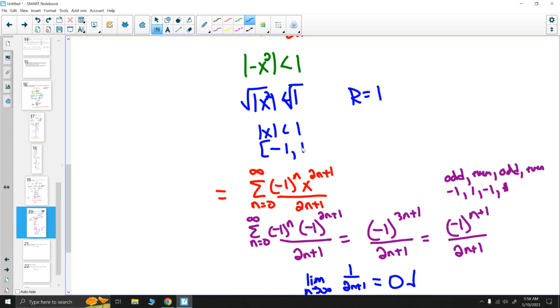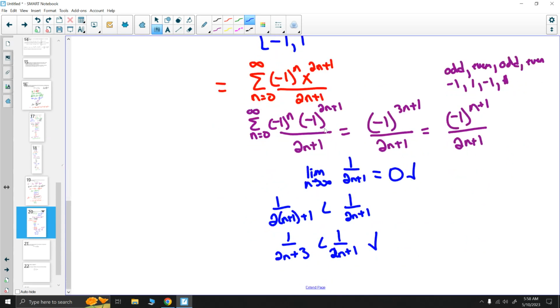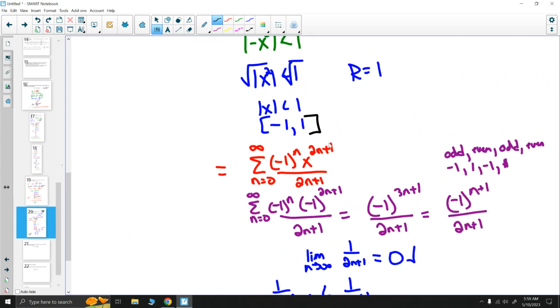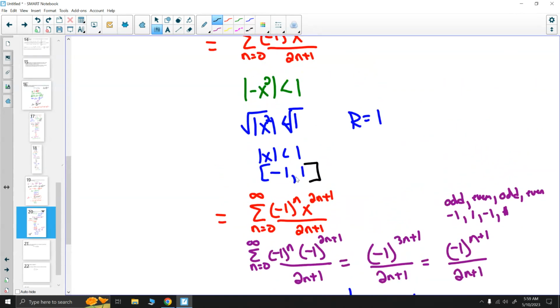Now we're going to try 1 next. With 1, we're going to look back at this. If x is 1 here, we have (-1)^n times 1^(2n+1) over 2n plus 1. Well, this is meaningless. 1 to any power is just itself. And we're back to this (-1)^n over 2n plus 1, which we've already shown converges. So this also includes 1. So this is our interval of convergence. All right.